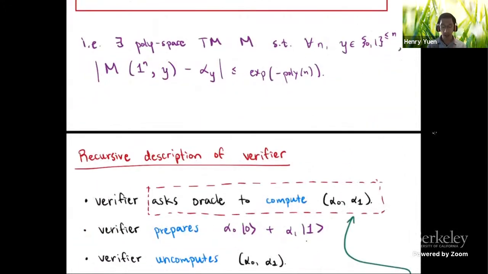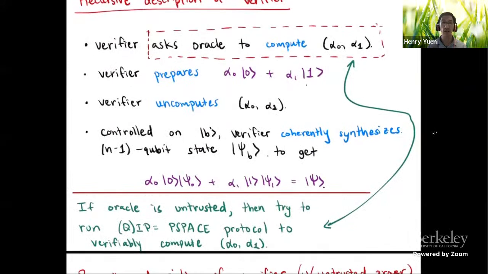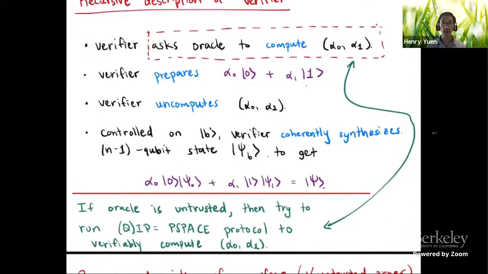So that gives us an idea. Let's take this protocol with a trusted prover, and instead of trusting it, why don't we replace this part with an interactive protocol to compute these conditional amplitudes. So here, let's leverage the fact that QIP is equal to PSPACE to ensure that we actually get these conditional amplitudes correctly.